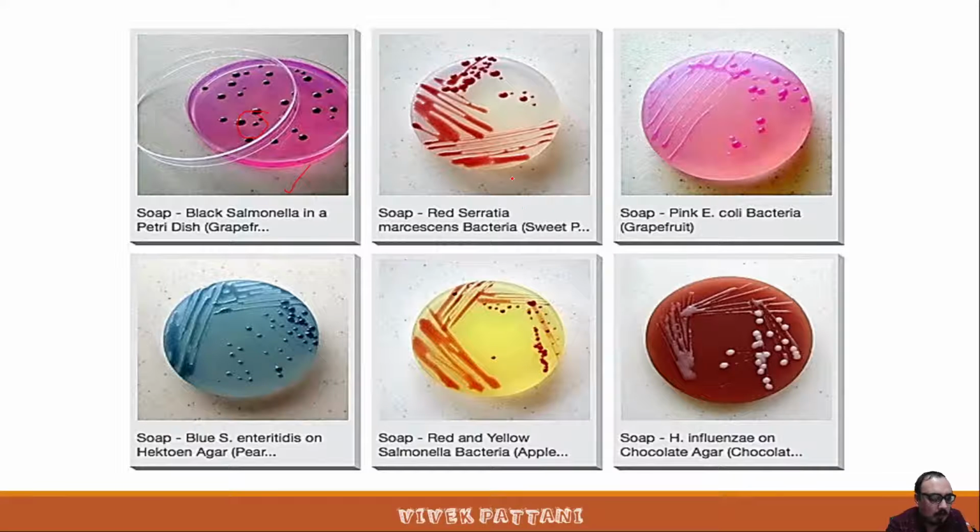And this one is a red Serratia marcescens bacteria, which has red pigmentation, and this one is Escherichia coli, where you clearly see pigmentation of pink color. And Salmonella enteritidis on Hektoen agar, again a different type of agar, and this one is Haemophilus influenzae on the chocolate agar.